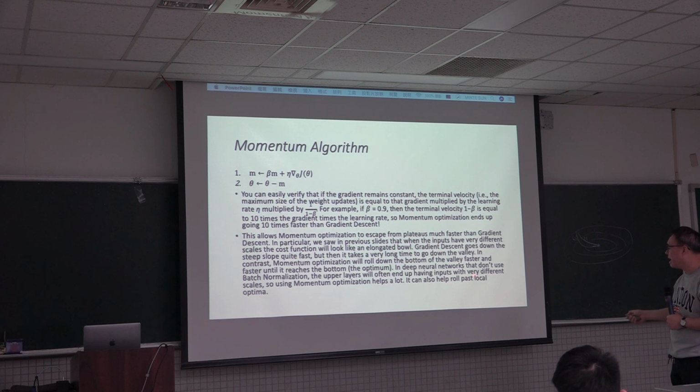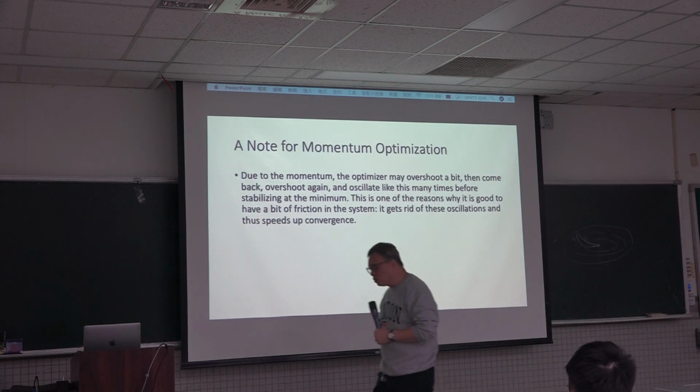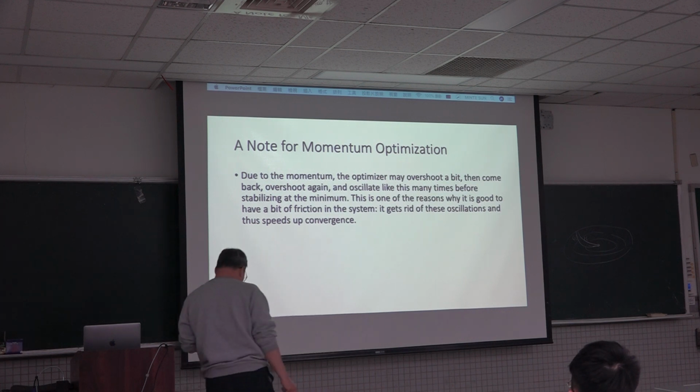And this type of situation happens very often. The upper layer will often end up having inputs with very different scales, so using momentum optimization helps a lot. It can also help pass the local optimum. But there's also a drawback, due to the momentum.